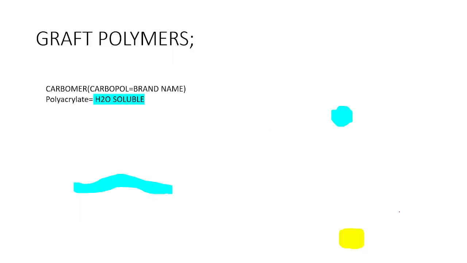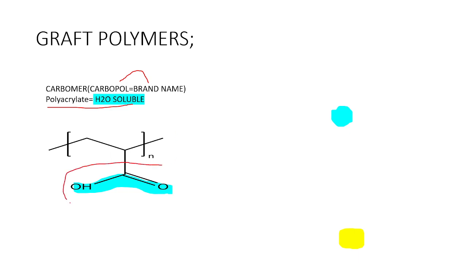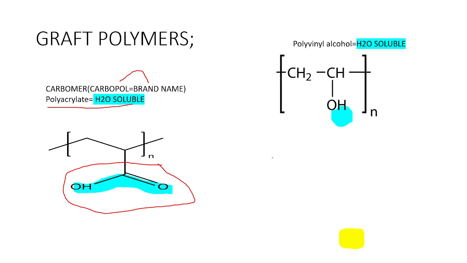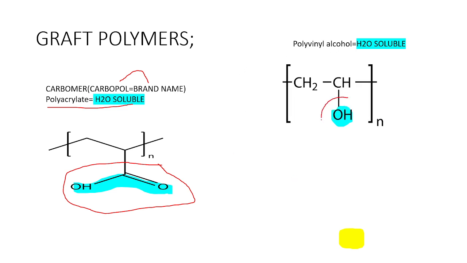Examples of graft type polymers are carbomer. This carbomer we can also call carbopol, that is the brand name of carbomer. This is a polyacrylate. This is water soluble. How is it water soluble? Due to the presence of a hydrophilic group, that is carboxylic acid. Next one is polyvinyl alcohol, that is also water soluble. How is it water soluble? Due to the presence of hydroxy group. Hydroxy group is water soluble. This is also an example of graft type polymer.